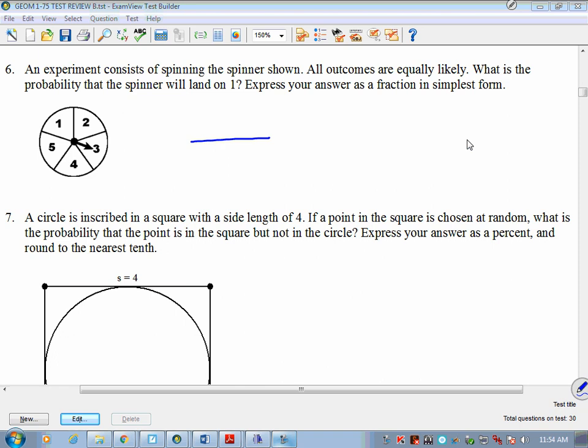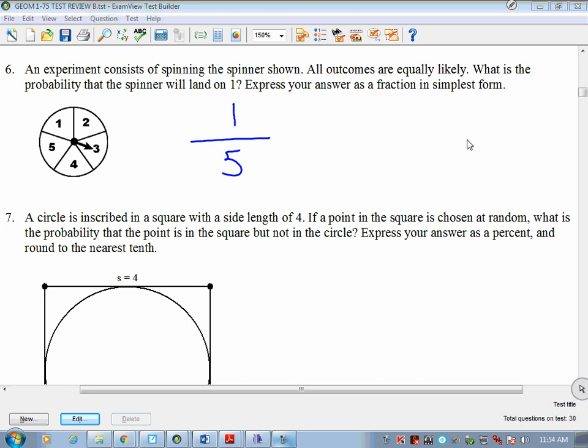So what is desired out of this? And how many ones are there? So there's 1. How many total outcomes are possible? 5. So we should get 1/5 as my probability. Okay? So hopefully, we'll keep an eye on our answer key here and make sure that I'm not giving you anything that's incorrect. Okay? 1/5.